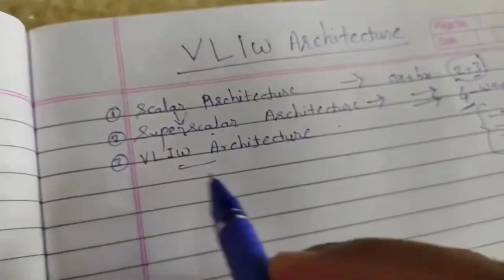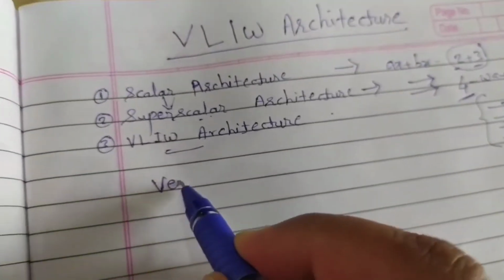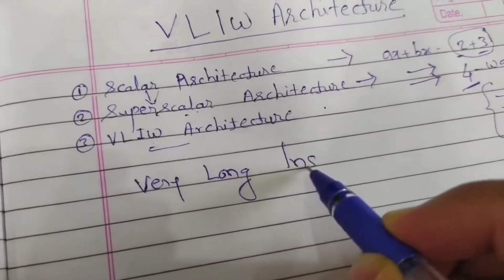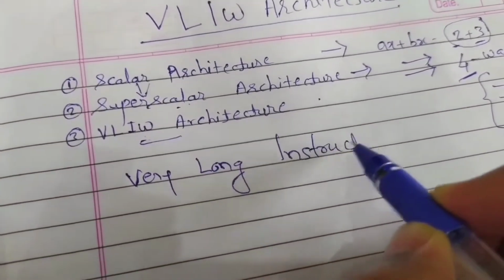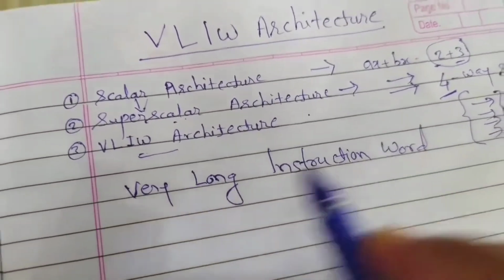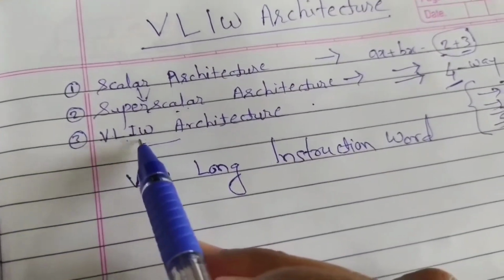VLIW stands for very long instruction word processor architecture. Very long instruction word.